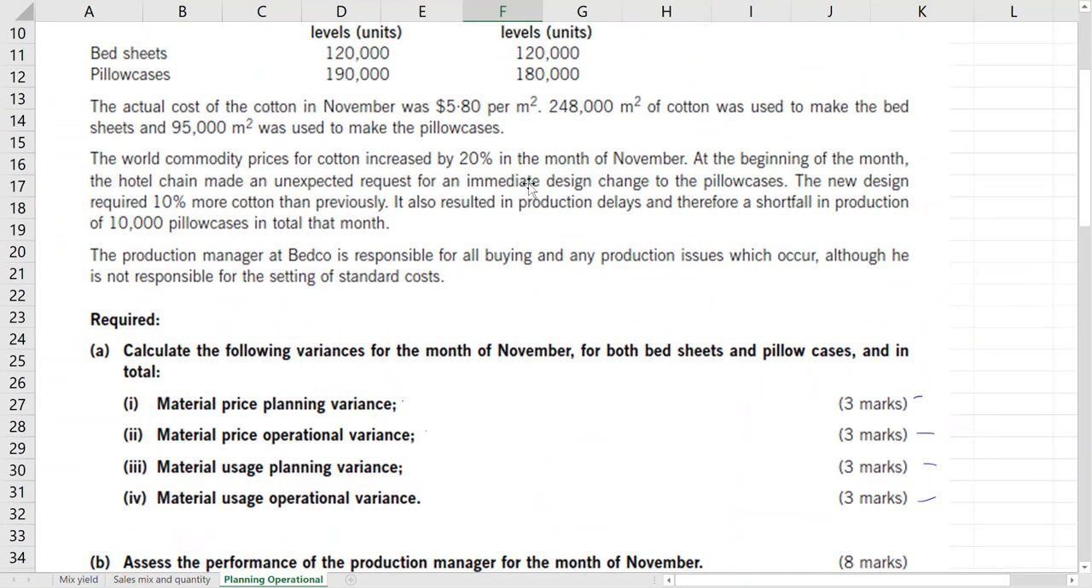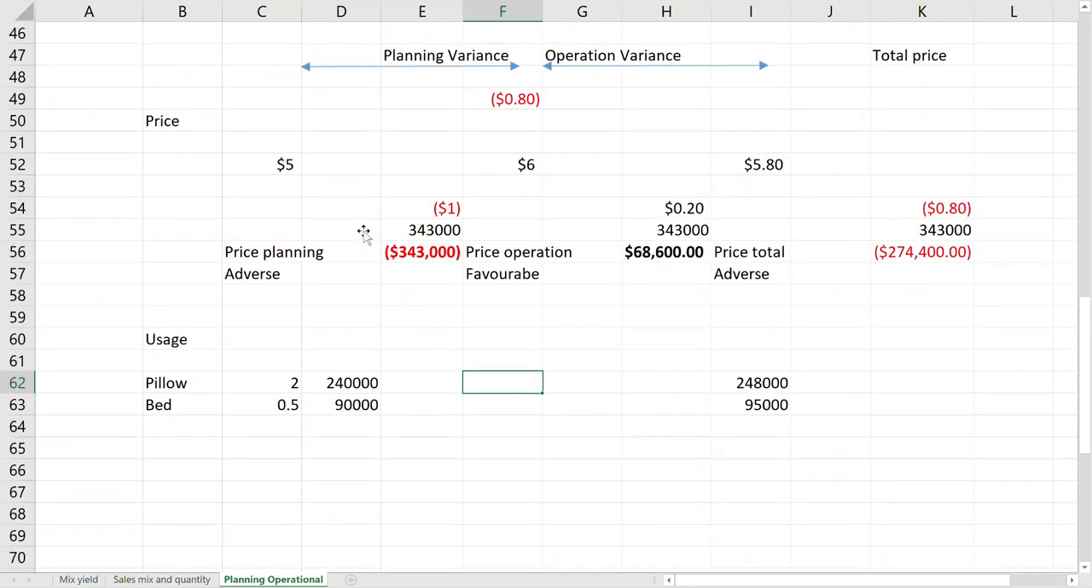Now let's see what changed in the use. At the beginning of the month, the hotel chain made an unexpected request for an immediate design change to the pillowcases. The new design requires 10% more than previously. So there was a change to the pillowcases. Okay? Not the bed sheets.